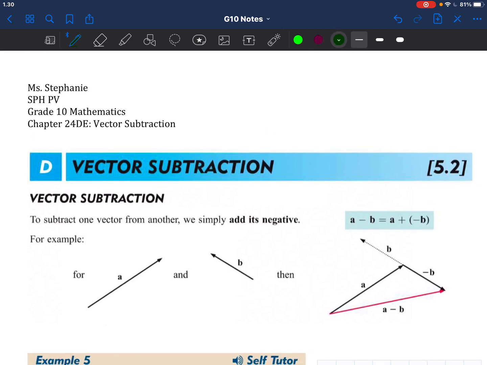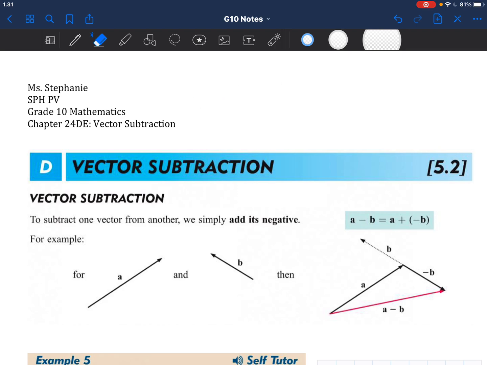To review, when you're adding two vectors, let's say this is vector A, this is vector B. To add vectors, you simply align them head to tail, okay? And the displacement is this, A plus B. So head to tail, and the displacement is from the beginning up until the end destination. So vector subtraction is simply adding its negative.